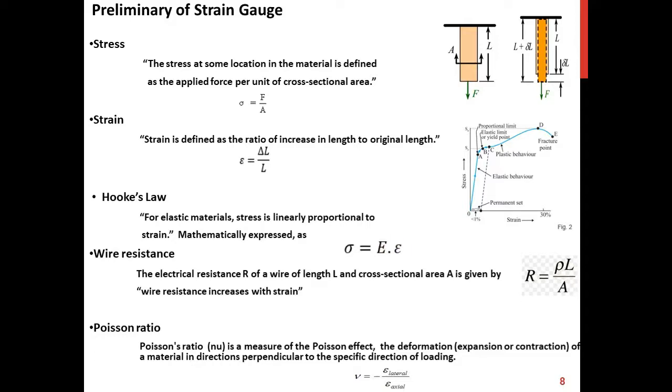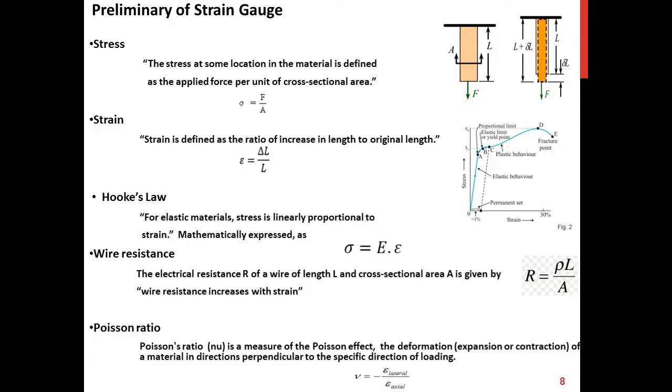Moduli of elasticity come in three forms: Young's modulus, bulk modulus, and shear modulus, depending on the type of force applied, maybe the axial force, shear force, or normal force. And the other one is wire resistance. From the well-known equation, R equals rho l over A, the resistance of the wire equals the resistivity of the wire times the length of the wire over the cross-sectional area of the wire.